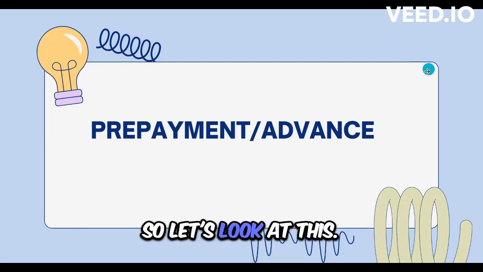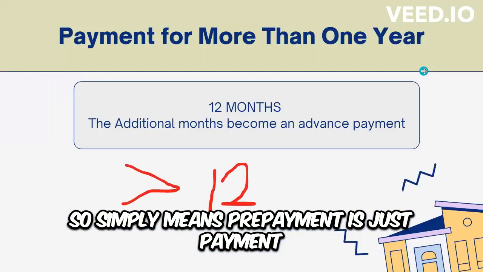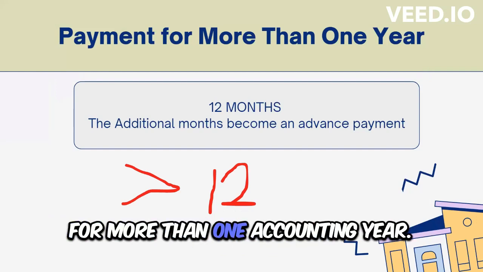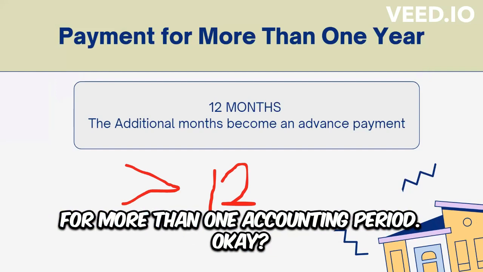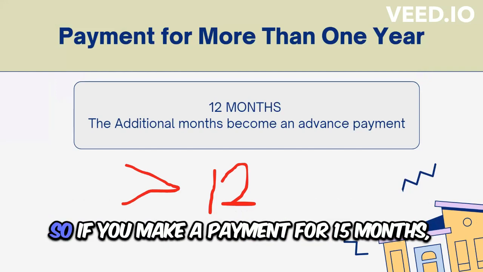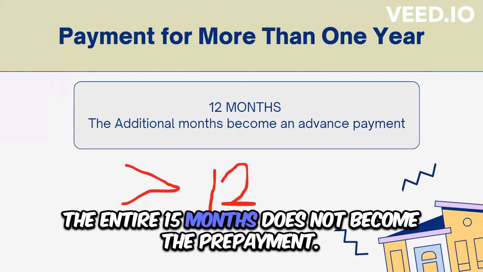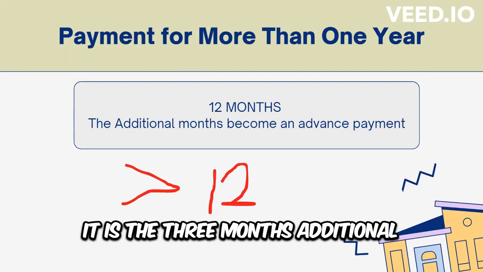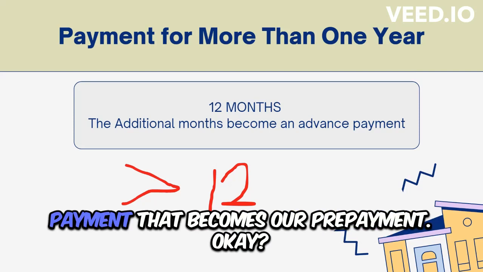So let's look at this. It simply means prepayment is just payment for more than one accounting year, for more than one accounting period. Okay, so if you make a payment for 15 months, the entire 15 months does not become the prepayment. It is the 3 months additional payment that becomes our prepayment.